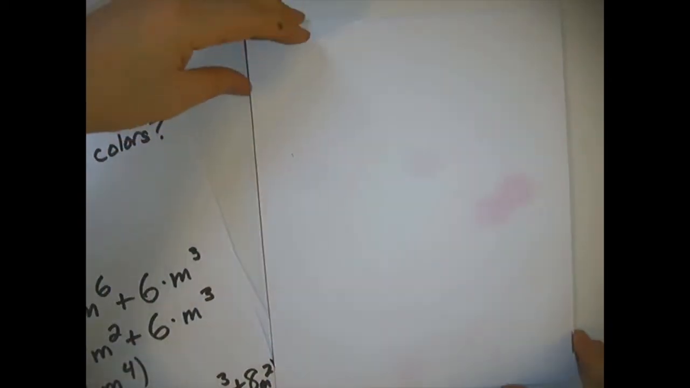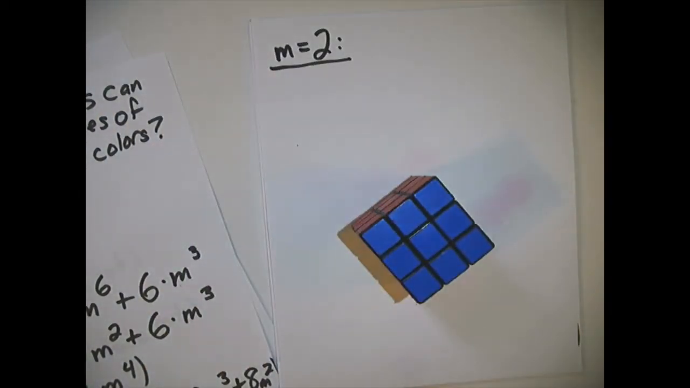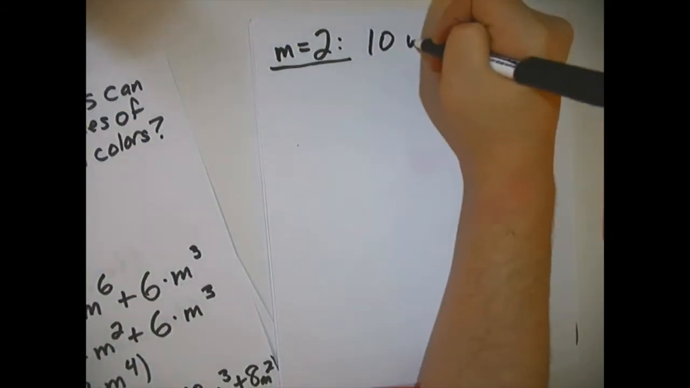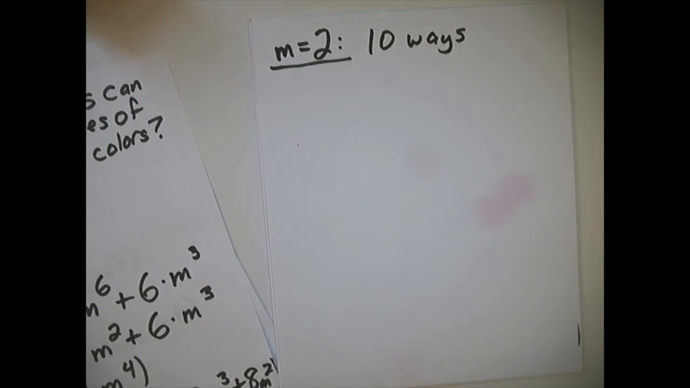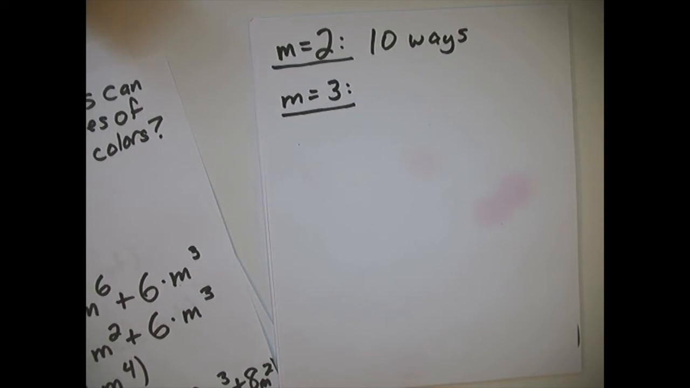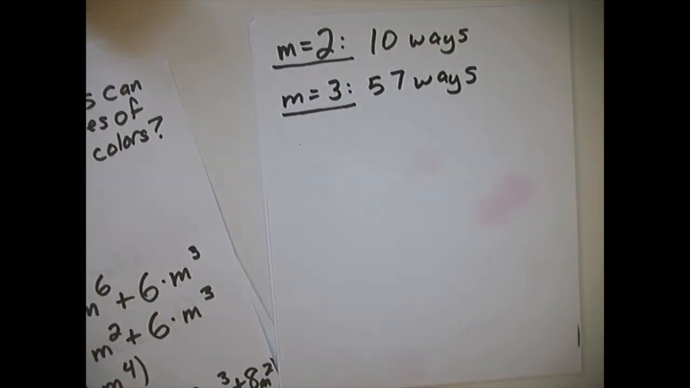And we can go ahead and calculate this for 2 and for 3. And when you calculate it for m equals 2, okay, that is the number of ways to color the faces of a cube in black and white. We're going to get that there are 10 ways. And when you do the same thing for m equals 3 colors, then you'll find that there are 57 ways to do this. And you can answer this question to your heart's content with any number of different colors.